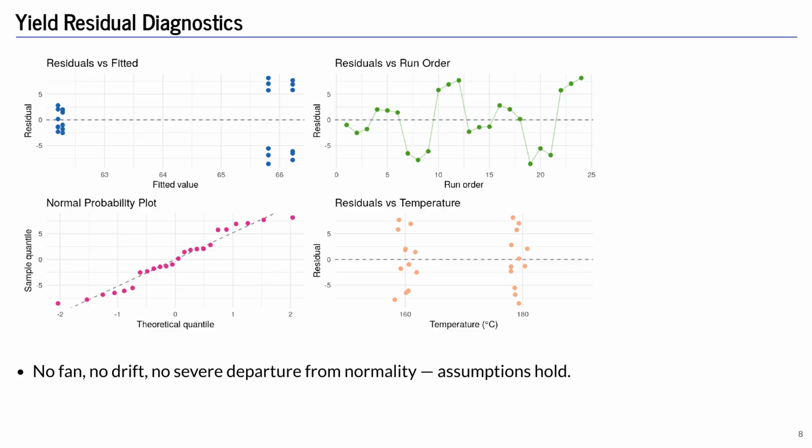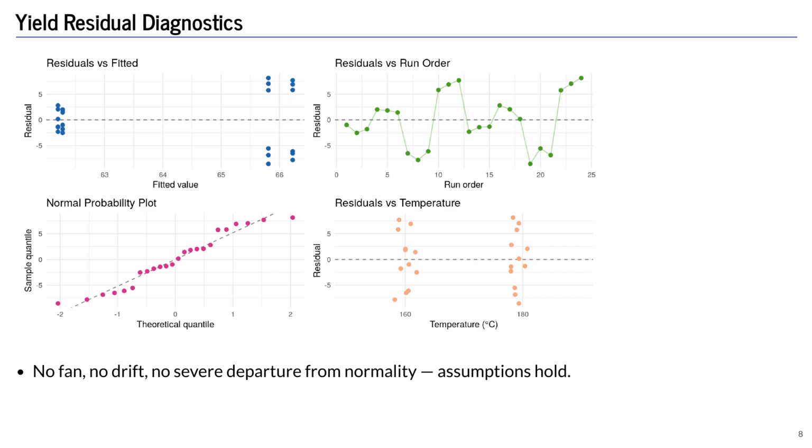Looking at the 4 panels together, the picture is reassuring. In the residuals versus fitted plot, the points scatter randomly around 0 at both clusters of fitted values. There is no fan shape, no systematic widening, so constant variance is plausible.